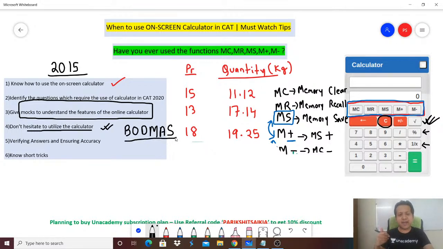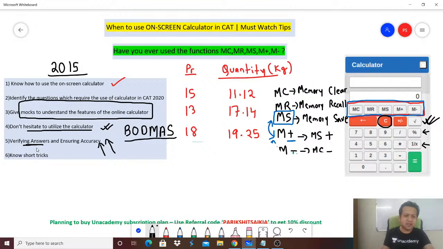Next, verifying answers and ensuring accuracy. At times, you are not sure if your calculation is right. Doesn't matter, you are under a lot of pressure. What do you do? Use your calculator to determine whether the answer that you manually calculated is the same as the one you got with the help of your calculator. If both answers are the same, then obviously you can verify it. But do not verify every answer, because that itself will consume a lot of time.